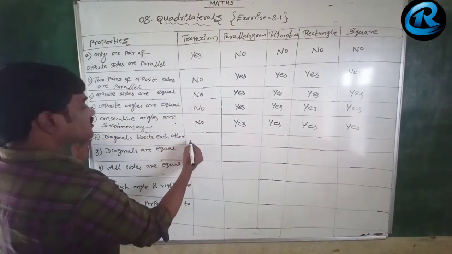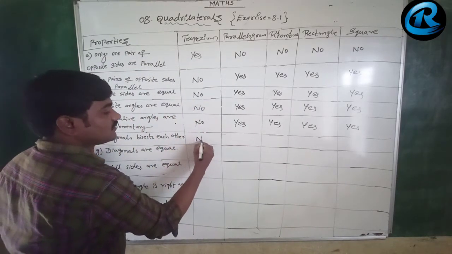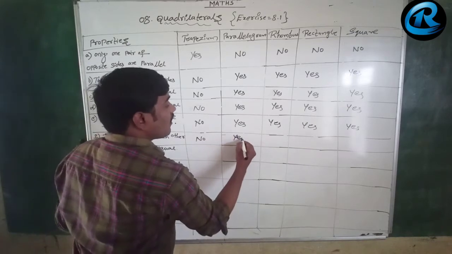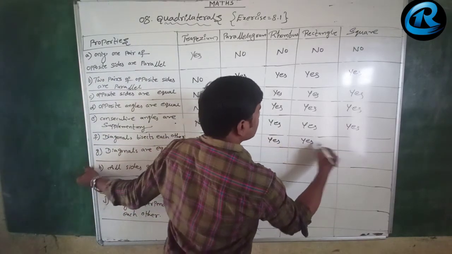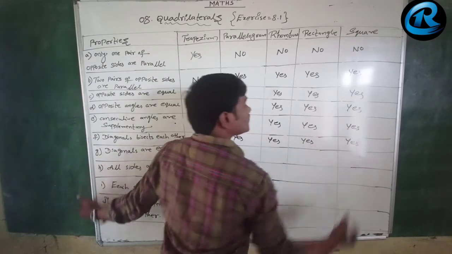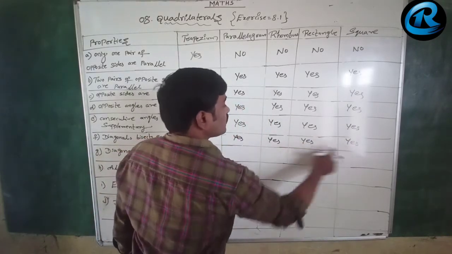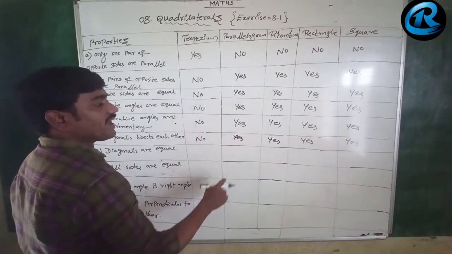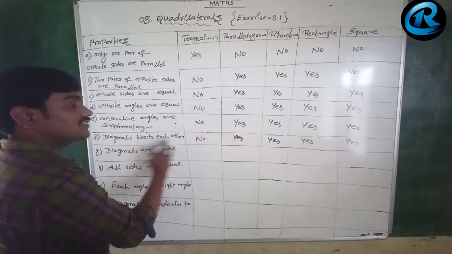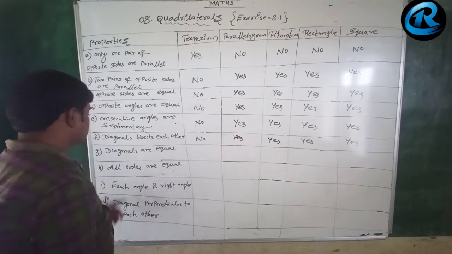Here, do the diagonals bisect, or do they only intersect? So it will be no. In parallelogram, rhombus, rectangle and square, the diagonals bisect each other, and in the rhombus and square they are perpendicular bisectors. Whatever they asked, only bisect, so it will be possible.